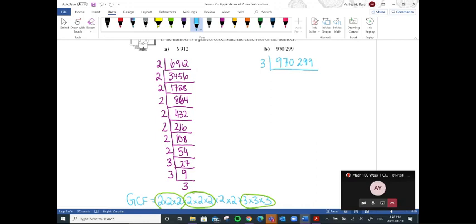So 970,299 divided by 3, we end up with 323,433, which is divisible by 3 again. So divide out another 3. 107,811. Still not even, but again, 3 will work. If you add all the digits together, you'll get something that's divisible by 3. So divide out another 3.